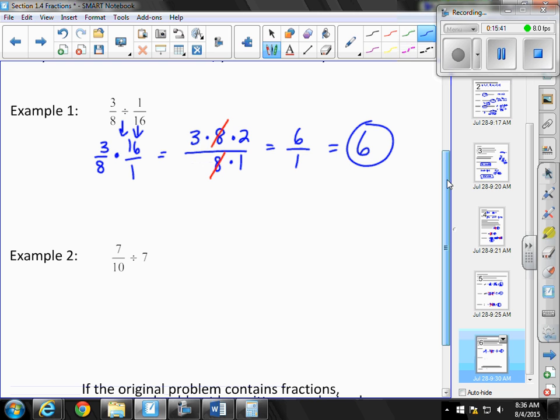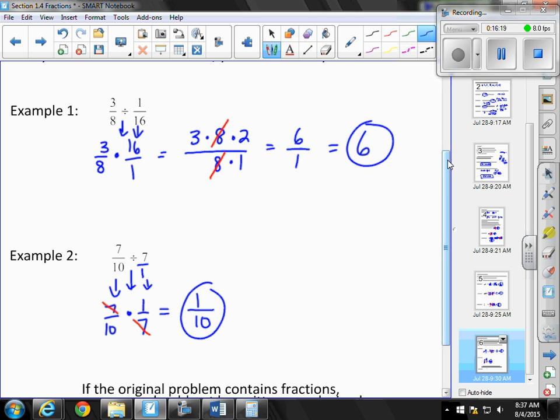Example number 2 says we have 7/10 divided by 7. Remember, 7 divided by 1 is the same as 7. So this makes it a little bit easier to rewrite that. 7 over 10, change division to multiplication, and take the reciprocal of 7 over 1, which is 1 over 7. And here I notice right away I have 7 in the numerator and 7 in the denominator. I can cancel those out, and I wind up with 1 over 10. 1/10 is my final answer.